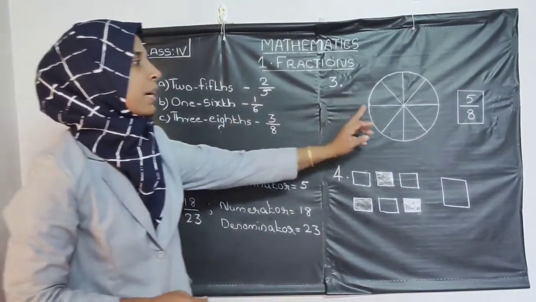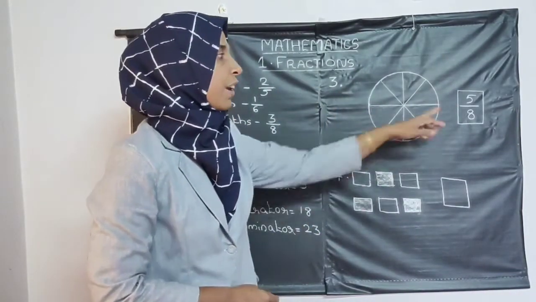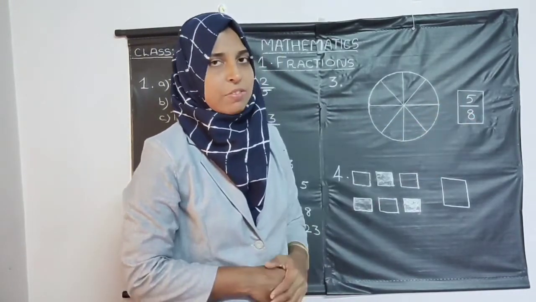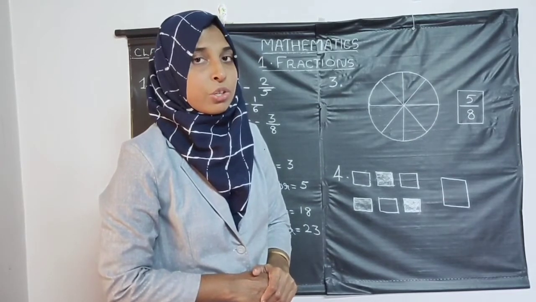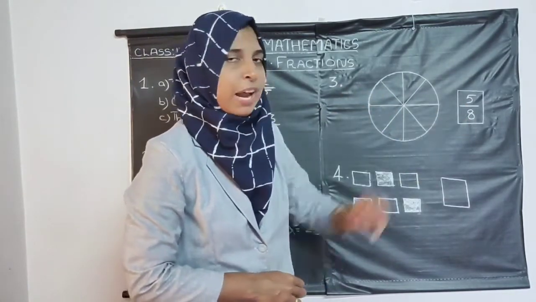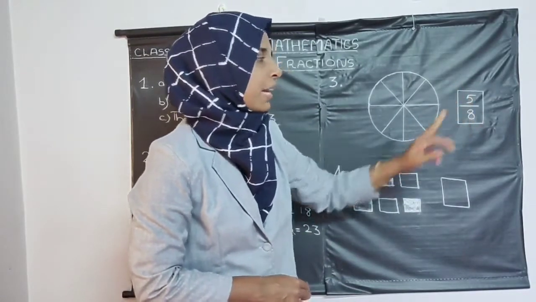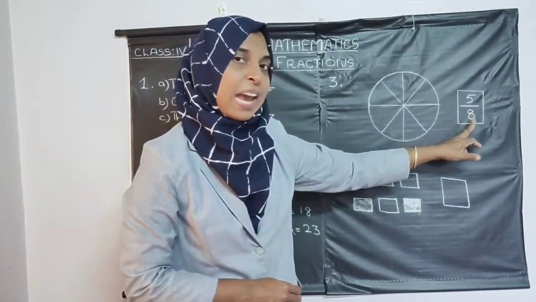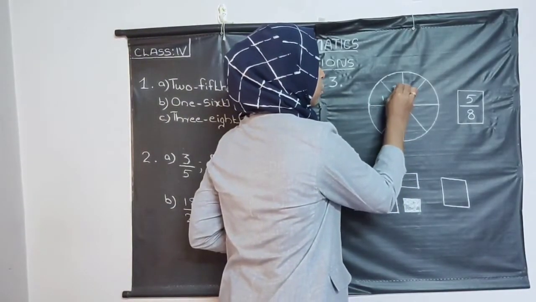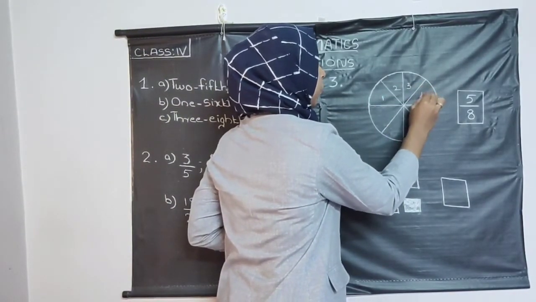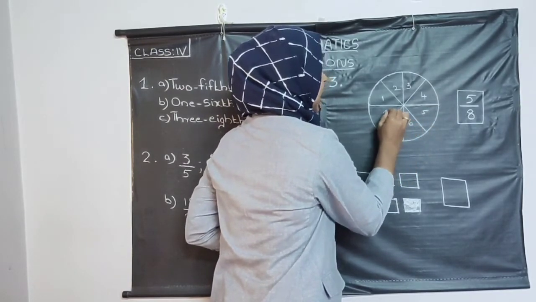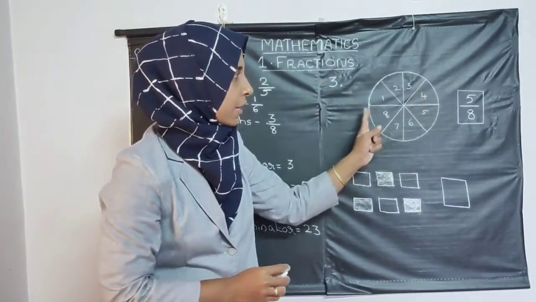Okay, next one, third one. Here a fraction is given, 5 by 8. We want to shade the figure according to this fraction. So 5 by 8 means there will be 8 equal parts, isn't it? Let's check. 1, 2, 3, 4, 5, 6, 7, 8. Yes, 8 equal parts are there.